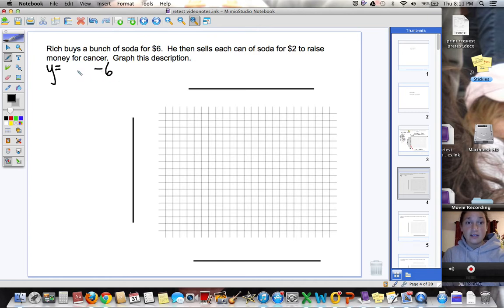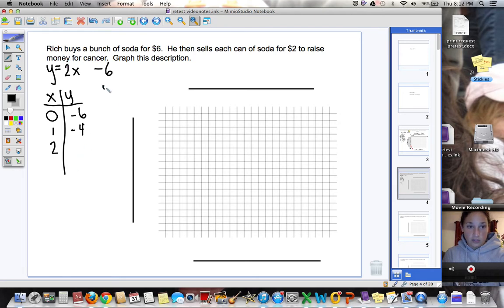Then he sells it. When he's selling them, he's gaining money. So he's gaining $2 for each can. I don't know how many cans. So now I'm going to make my table of values. If Rich doesn't sell any cans, he still has minus $6. If he sells one can, he gains $2. So then that 6, instead of him having less $6, he now only has less $4. If he sells 2 cans, he made $2 for that.